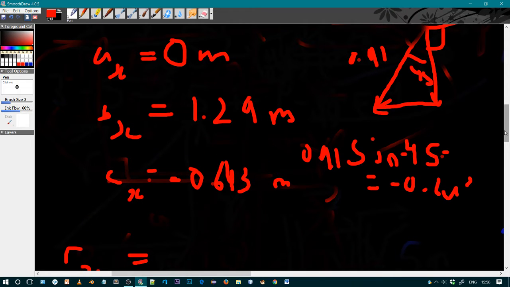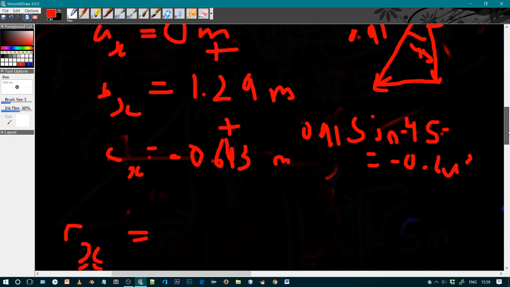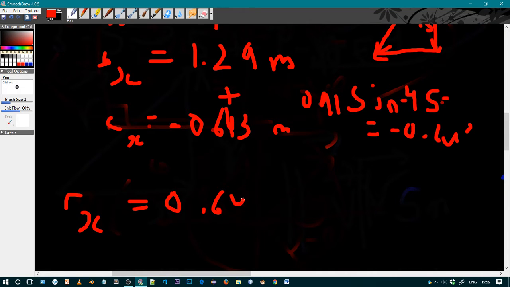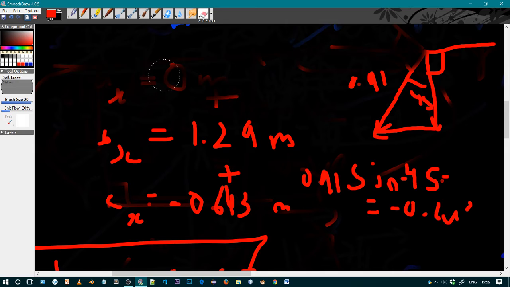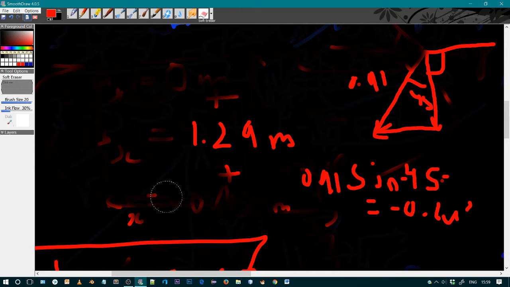So we can say that the resultant vector's x value is the sum of these x values. So 1.29 plus minus 0.643, which will give me, I believe, 0.647. This is my resultant vector x value. Now I will use this space to find the resultant y value.